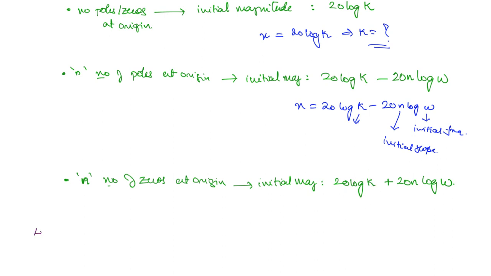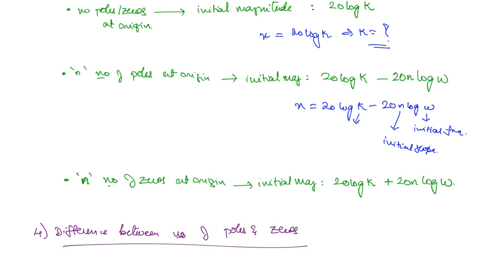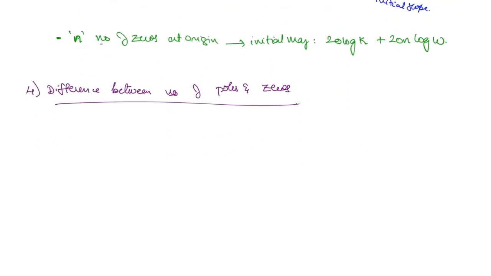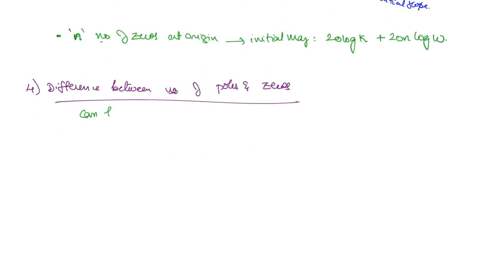Another useful piece of information that you will get from the Bode plot is the difference between the number of zeros and poles. This you will get from the phase plot. In fact, you can get it from the final value of the phase plot. Final value means when omega is equal to infinity.